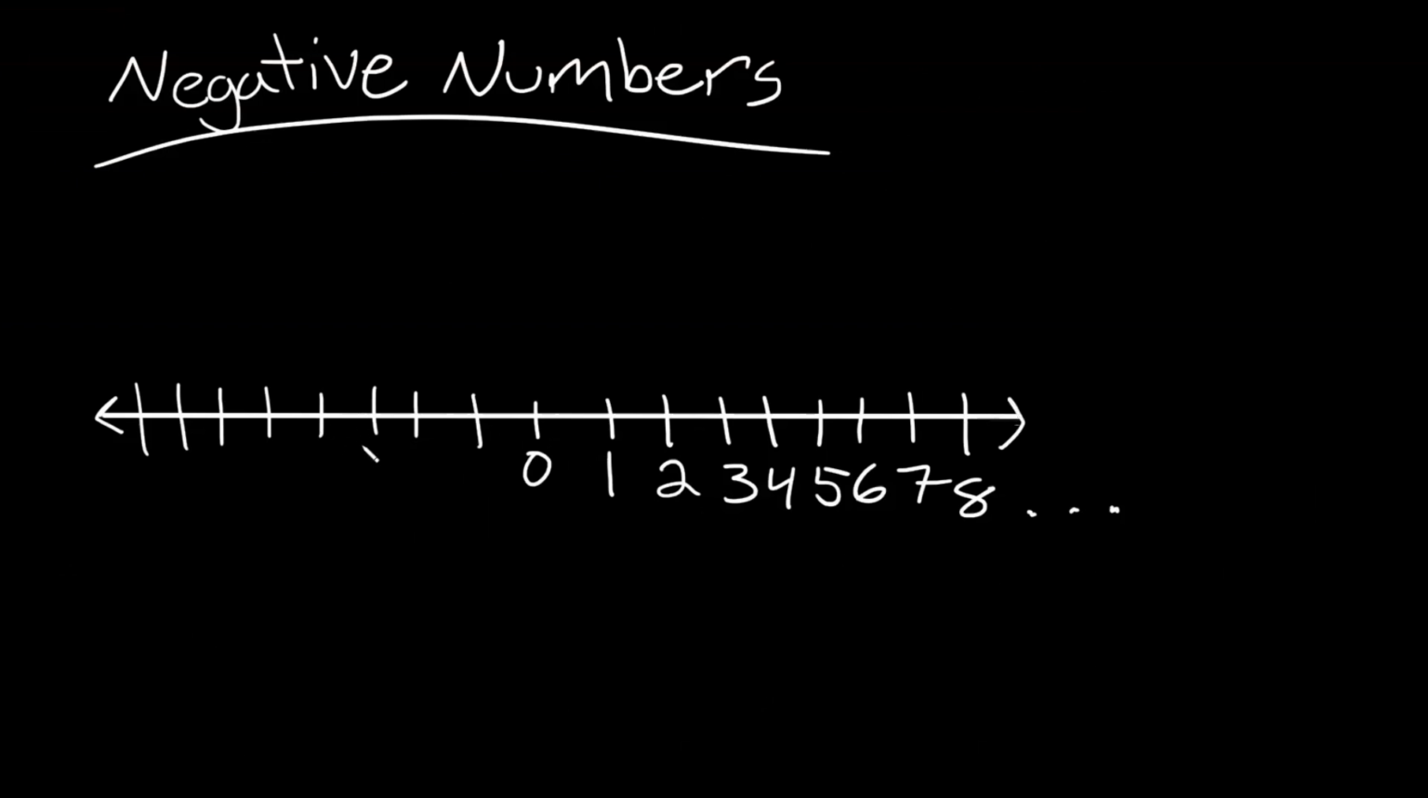But we want to ask ourselves a question. What happens when you go to the left of a number line? When you go to the left of the number line, you're going to be dealing with a negative number. So this would be -1.